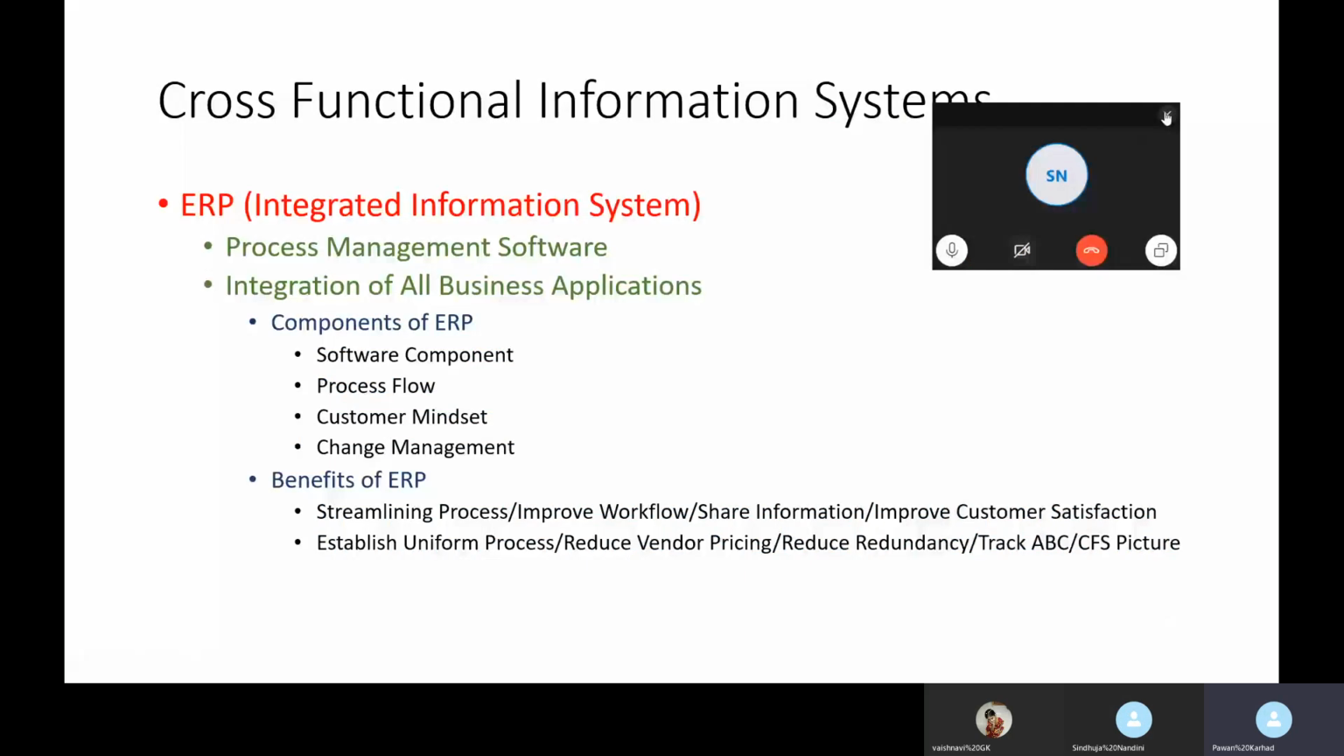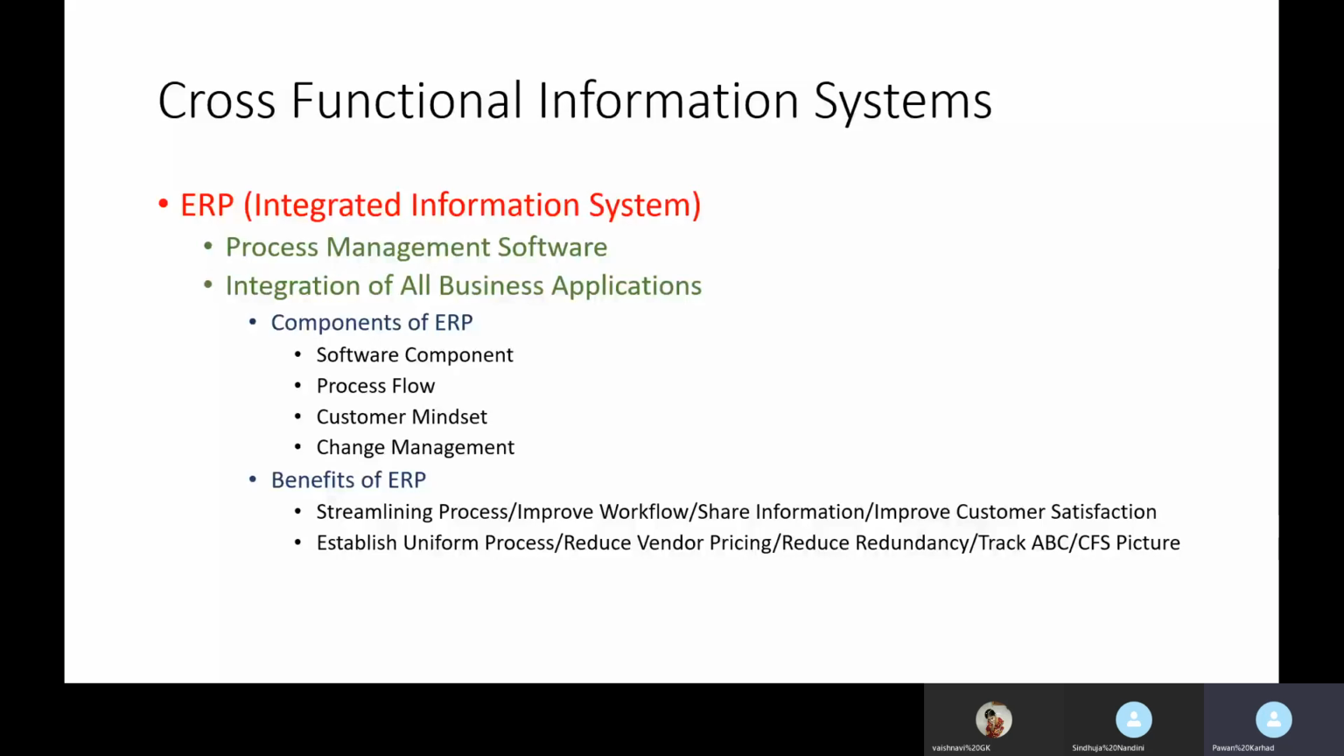Now, what is cross-functional information system? A simple meaning of this is that it is an information system that facilitates flow of information from one business function to another business function. Okay, which business functions we are talking about? We are talking about marketing, sales, human resources, finance, accounting, inventory management, and etc.